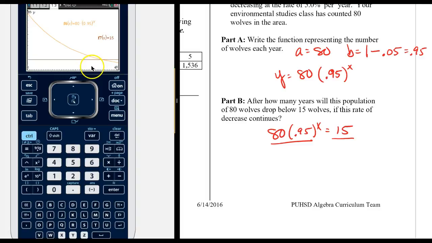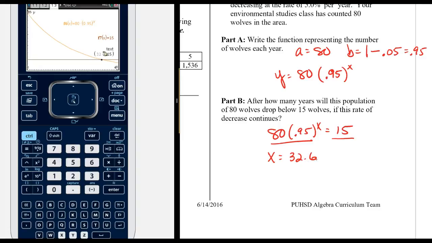So we just need to find it. Remember, we do menu, analyze graph, intersect, and we're going to put the dotted line left of that point we're looking for, right of the point we're looking for, and there is my intersection at 32.6 comma 15. So x equals 32.6.